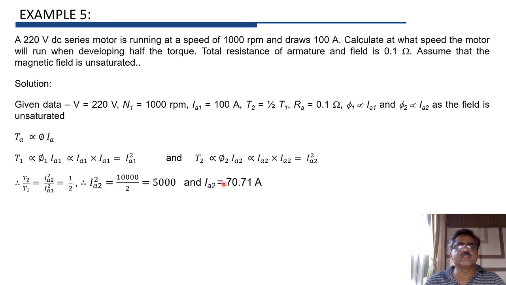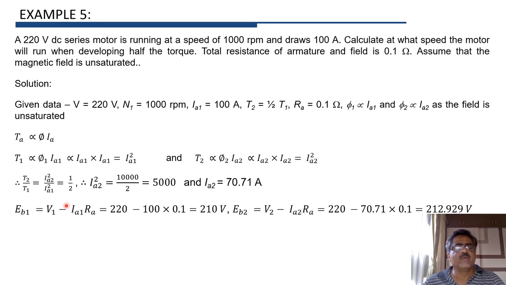Now we can calculate the back EMF in first and second case. So in the first case, back EMF Eb1 is equal to V minus Ia1 into Ra. In the first case, Ia1 is 100 ampere and therefore back EMF Eb1 is 220 minus 100 into 0.1, that is 210 volt. And in the second case, Ia2 is 70.71 ampere and therefore Eb2 is equal to 212.929 volt.